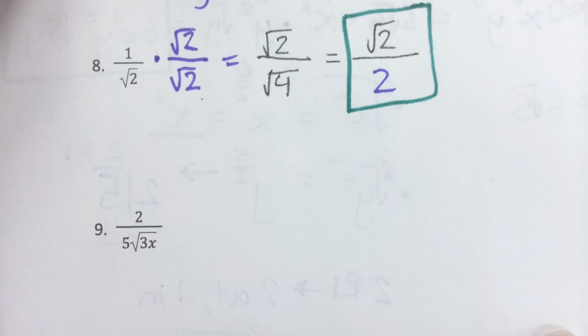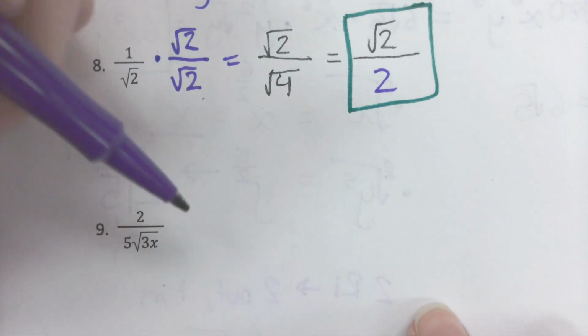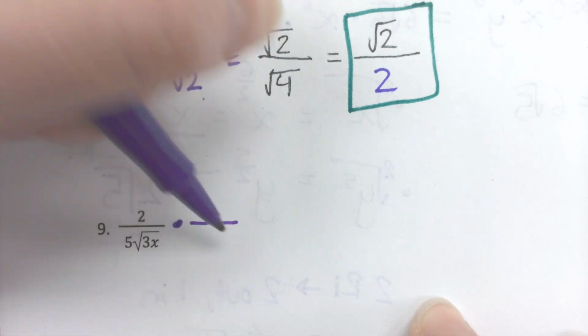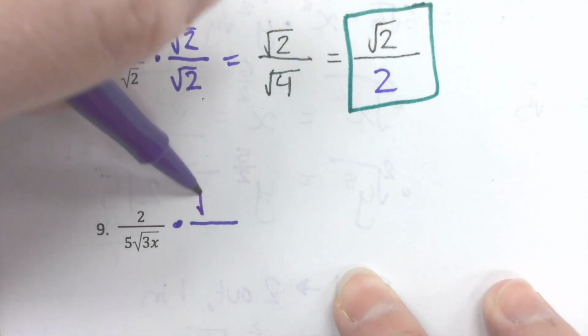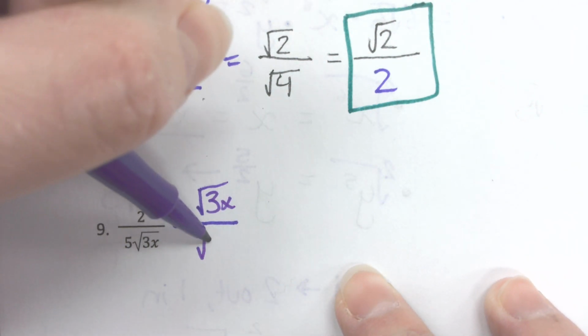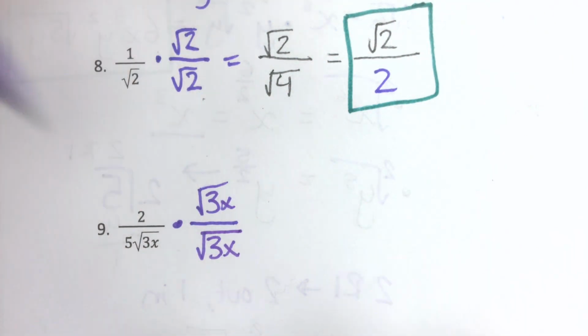Number 9, slightly more complicated type of example you might see. And this one is just a big emphasis on following the directions. The directions say multiply top and bottom by the radical, so you're not going to multiply top and bottom by the 5 as well. Just the radical, which is square root of 3x. If you multiply by the 5, you're just going to make more work for yourself.